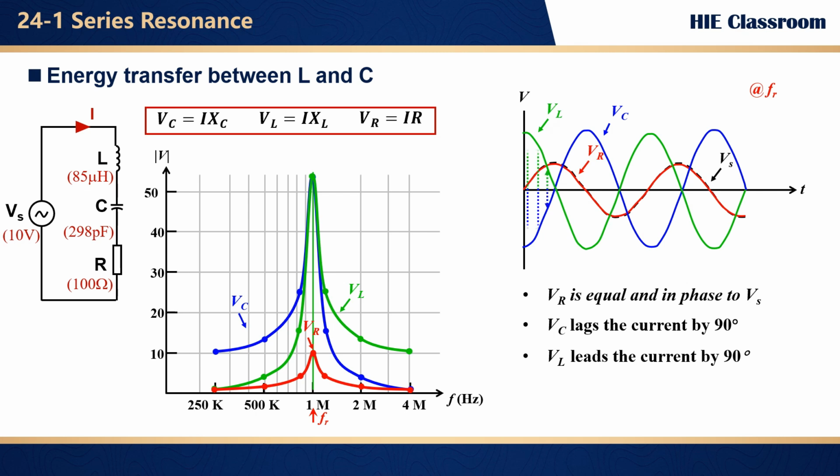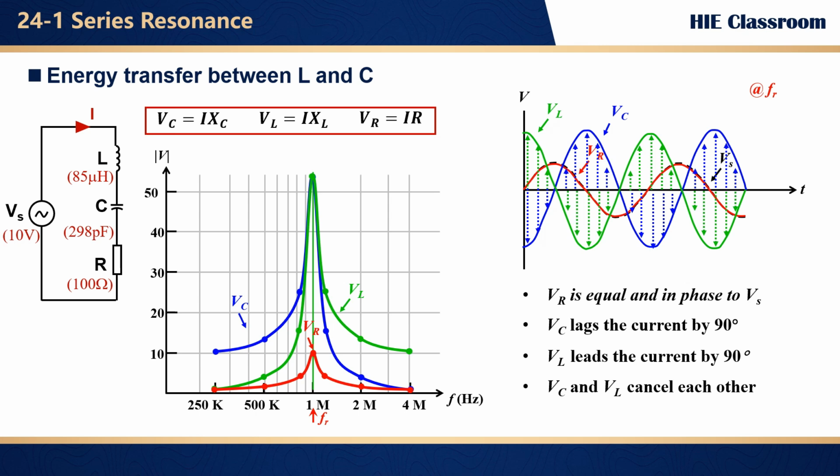When VL hits its positive peak, Vc is at its negative peak, right at the same moment. And when Vc swings back to its positive peak, VL is down at its negative. They are like two kids on a seesaw, perfectly out of sync and canceling each other all the time.